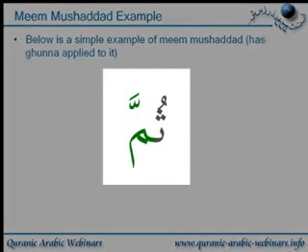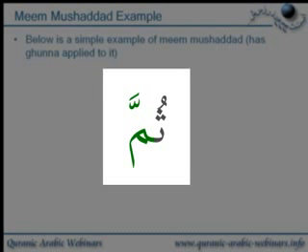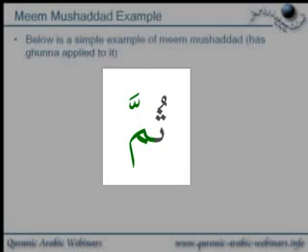So a simple example: here's a word which is thumma. Now if you apply the Ghunna, this becomes thumma. Again, the shadda you always hold for 2, and we covered this in English, it's called gemination. We've done that in a previous lesson, but we're applying the Ghunna, so it's thumma.